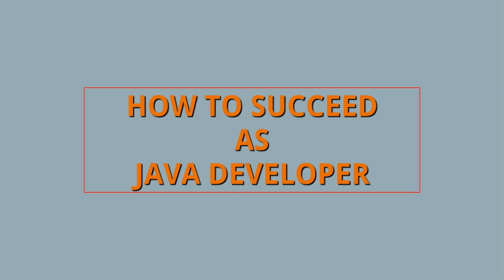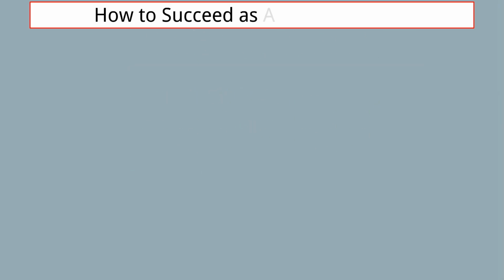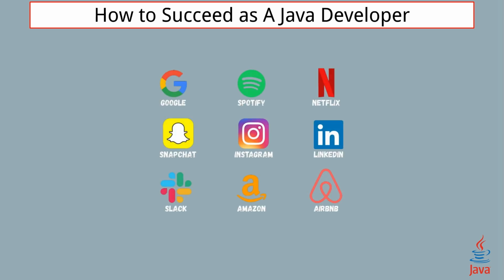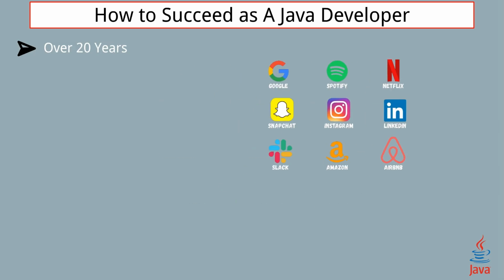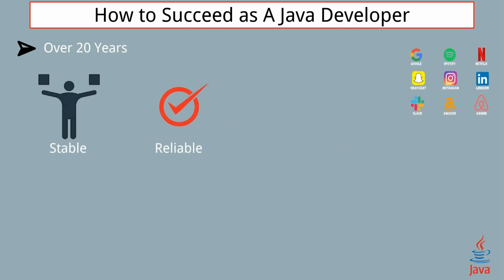In this lecture, we are going to talk about how to succeed as a Java developer. One of the primary reasons to consider learning Java is its extensive adoption by top companies. With a history spanning over 20 years, Java has established itself as a stable and reliable programming language favored by prominent IT corporations.